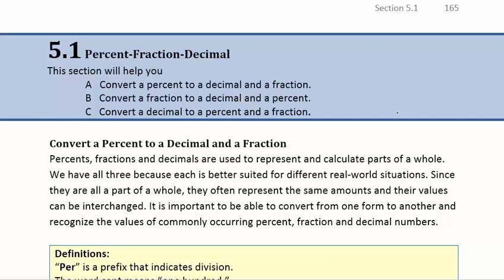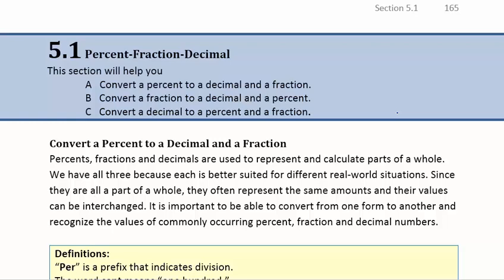Section 5.1, Percent, Fractions, and Decimals. This video will help you convert a percent to a decimal and a fraction, convert a fraction to a decimal and a percent, and then finally convert a decimal into both a percent and a fraction.